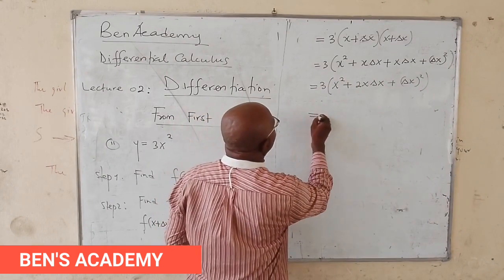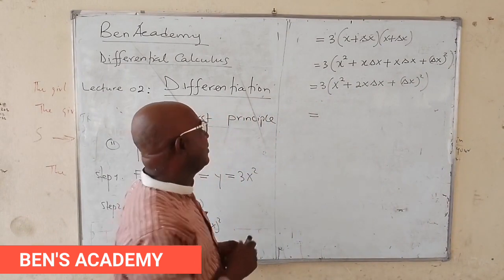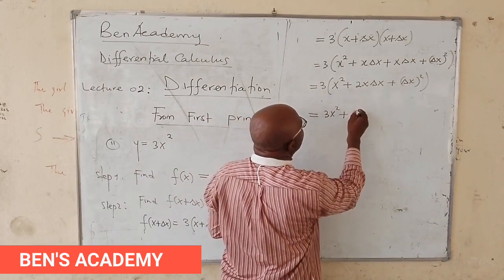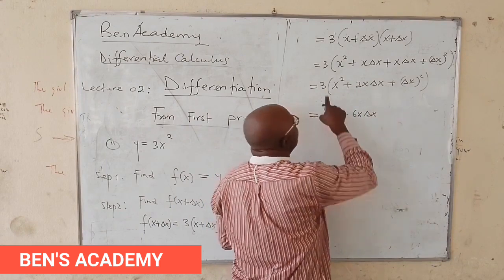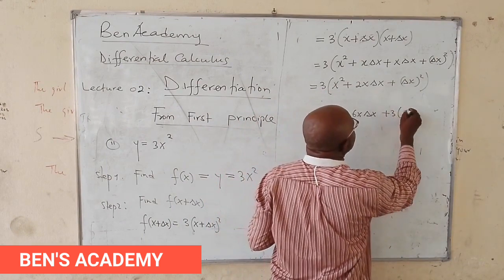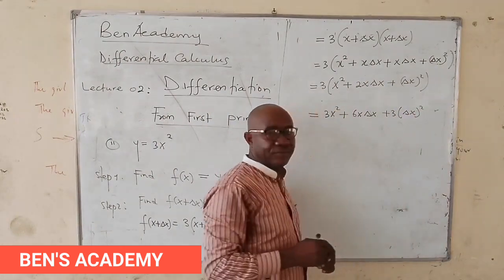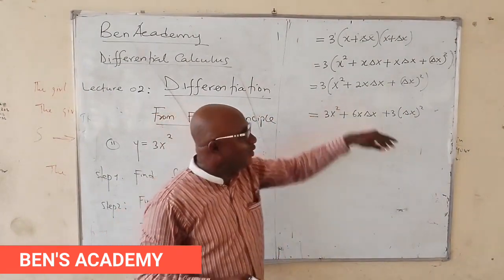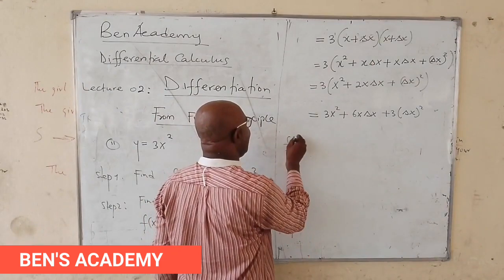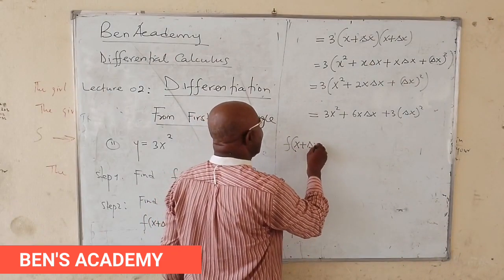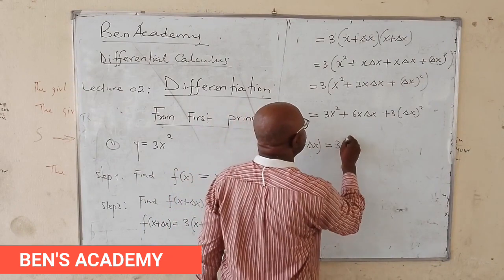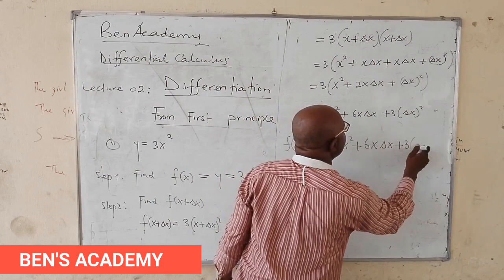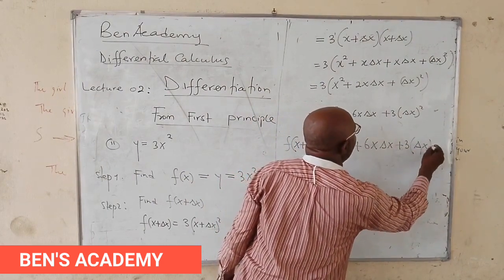Next, I will clear the bracket since I still have 3 outside. So 3 times x squared is what? 3x squared. 3 times 2x change in x is 6x change in x. 3 times this is 3 change in x all squared. So I've expanded this particular bracket by times 3 by everything inside. So what have I gotten? I've gotten f of x plus change in x, and of course it is 3x squared plus 6x change in x plus 3 change in x all squared.